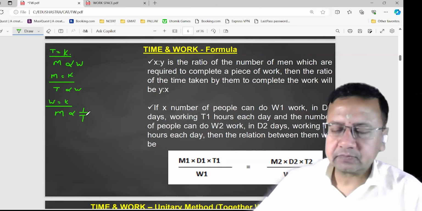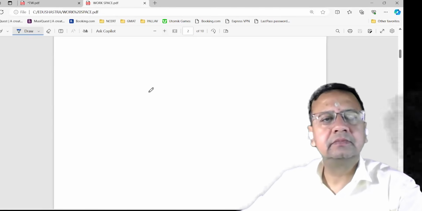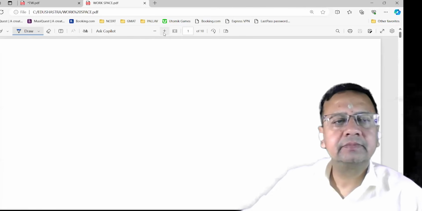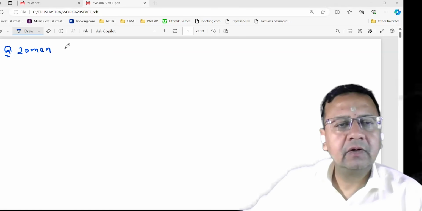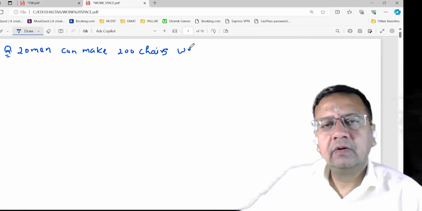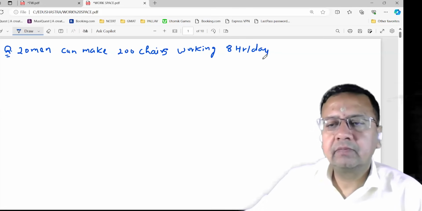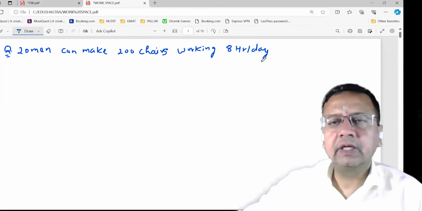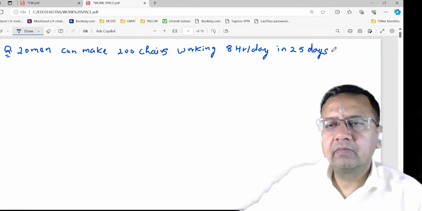Okay, so based on this, starting from this point onward. 20 men can make 200 chairs working 8 hours per day in 25 days.